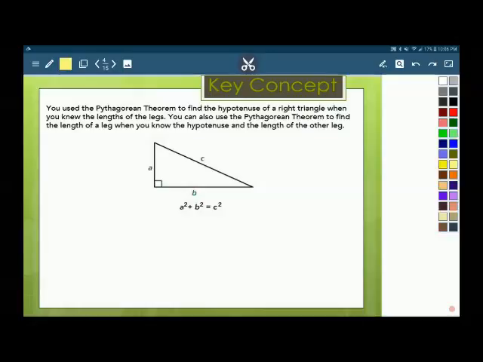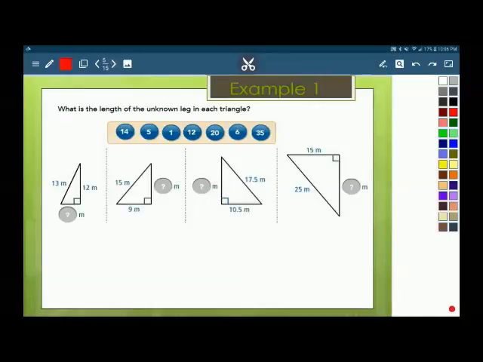So we are going to use this theorem, A squared plus B squared equals C squared. Sometimes you may be given A and B and you need to solve for C, or sometimes you may be given B and C and you need to solve for A. Okay, you can solve for any of the unknown side lengths in the theorem. So we're going to practice doing this in the first example.